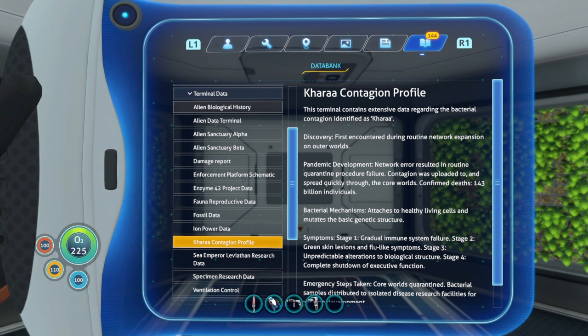Alright. This terminal contains extensive data regarding the bacterial contagion identified as Carrar. Discovery. First encountered during routine network expansion on outer worlds. Pandemic development. Network error resulted in routine quarantine procedure failure. Contagion was uploaded to and spread quickly through the core worlds. Confirmed deaths: 143 billion individuals.